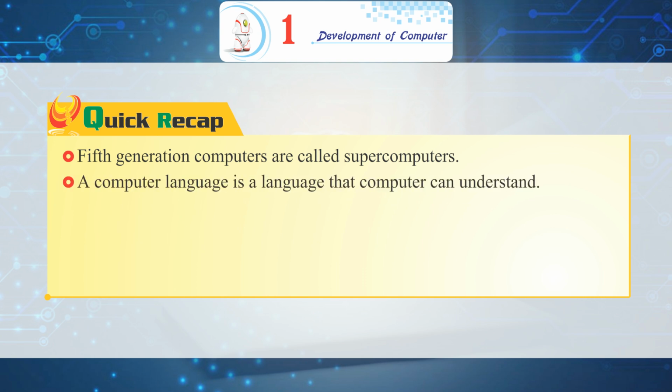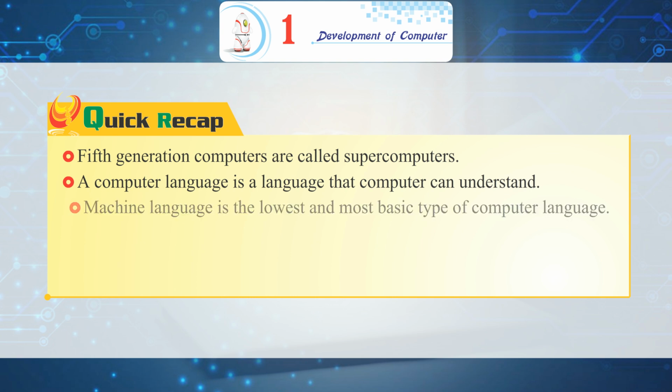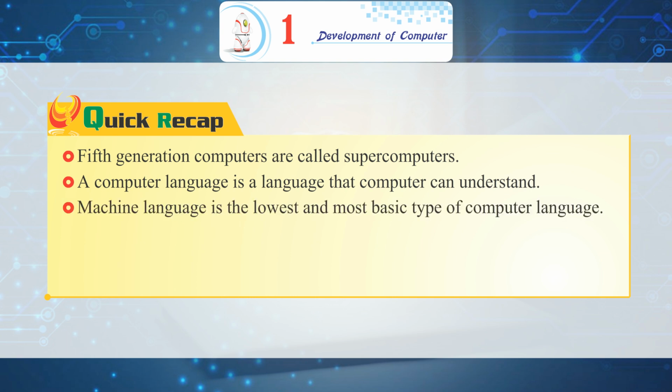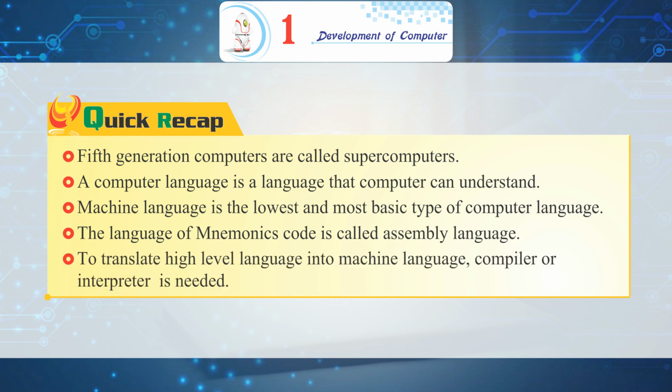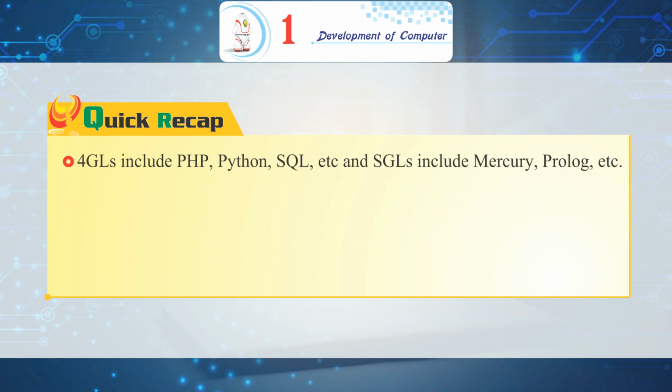A computer language is a language that computer can understand. Machine language is the lowest and most basic type of computer language. The language of mnemonics code is called assembly language. To translate high-level language into machine language, compiler or interpreter is needed. 4GLs include PHP, Python, SQL, etc. and 5GLs include Mercury, Prolog, etc.